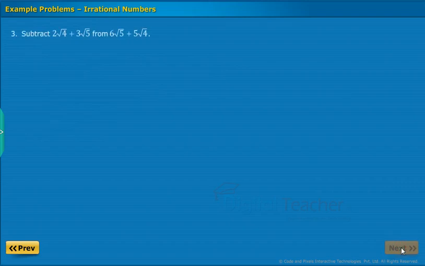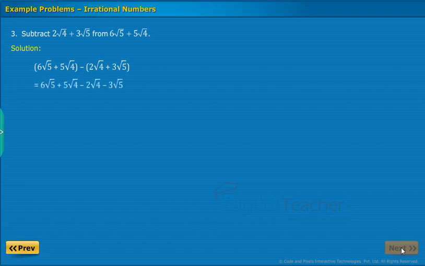Subtract 2 root 4 plus 3 root 5 from 6 root 5 plus 5 root 4. Solution: when we subtract 2 root 4 plus 3 root 5 from 6 root 5 plus 5 root 4, by further solving, we get 3 root 5 plus 3 root 4.